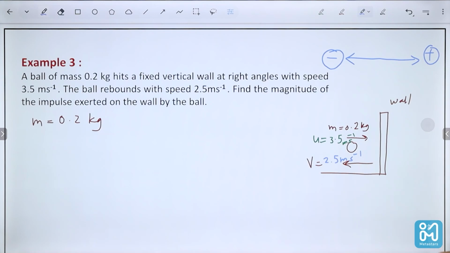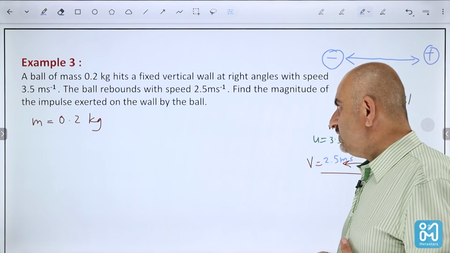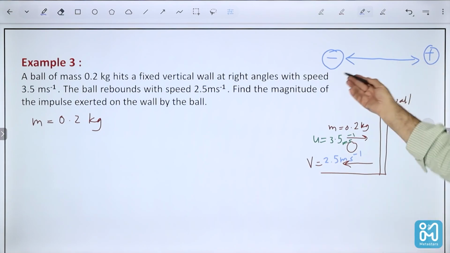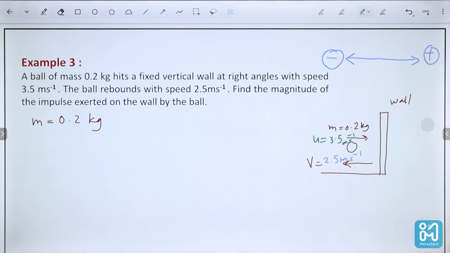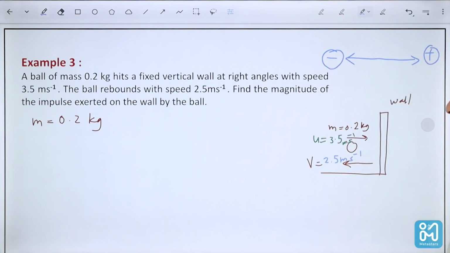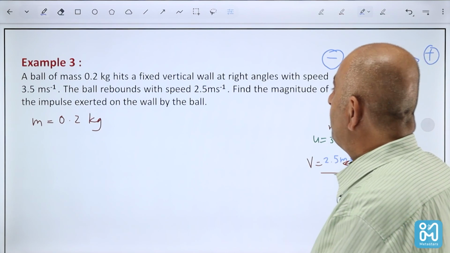Why? Because velocity is a vector quantity, so we have to distinguish between directions using positive and negative signs. Simply because we are dealing with momentum and impulse, and they are both vectors, so we should pay attention to the direction of the velocities. All right, find the magnitude of the impulse exerted on the wall by the ball.